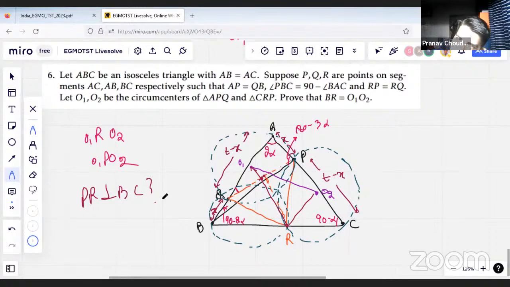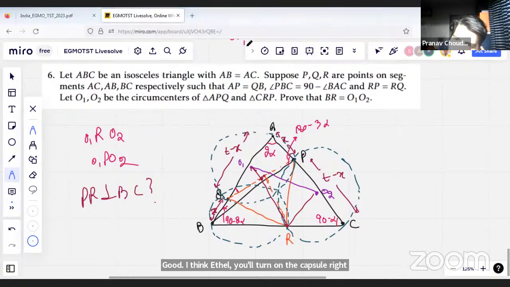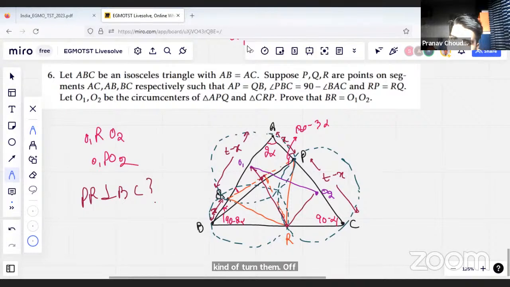Wait, I think Atul, you turned on the captions, right? Can you turn them off? Oh, you didn't.